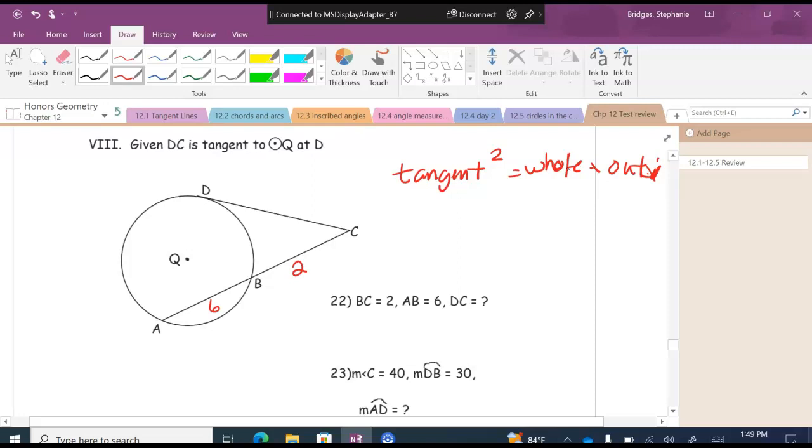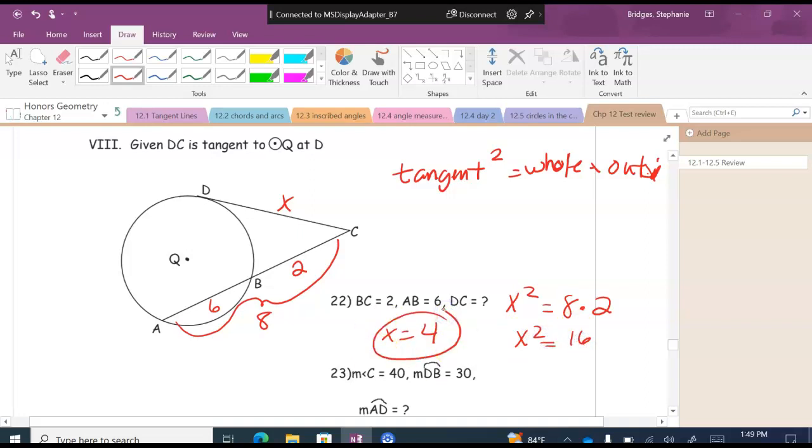DC is what I'm looking for, so I'm going to call that X. So X squared equals, what's the whole thing? 8. So the whole times the outside is 2. So that's X squared equals 16. So therefore it's going to equal 4. And yes, I'm sorry, I'm rushing, but the bell is going to ring in just a second.